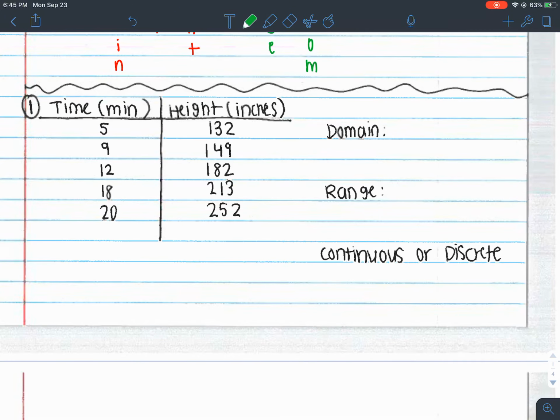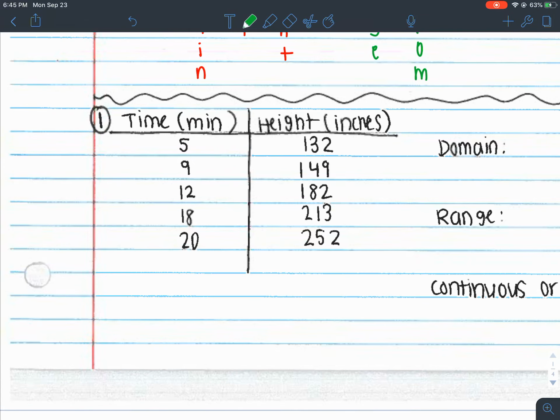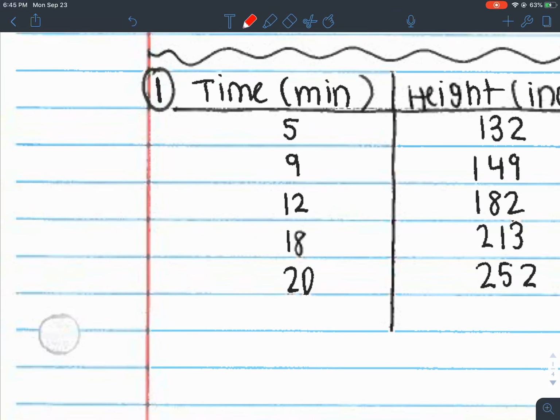Okay? All right, number 1. So we're given a table here with time in minutes and height in inches, and we're asked to find the domain and range and whether it's continuous or discrete. But I do want to talk about something really quick. When we're talking about x values, right, so our table doesn't really give us an x or a y value for our table, so we got to figure it out.